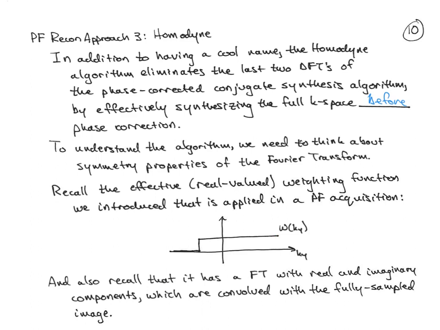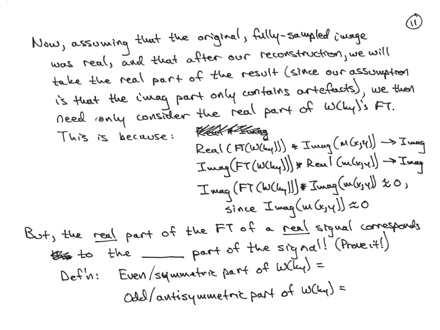Let's also recall that this function has a Fourier transform with both real and imaginary components, which are convolved with the fully sampled image. That's what gives us the terrible blurring in the phase-encoded direction of zero-filled partial Fourier reconstructions. Now, assuming that the original fully sampled image was real valued, and that after our reconstruction we will take the real part of the reconstruction result, since our assumption is that the imaginary part of the image only contains artifacts, we then only need to consider the real part of the weighting function's Fourier transform.